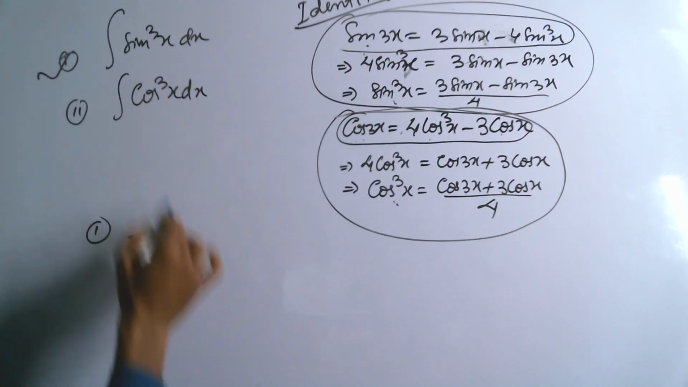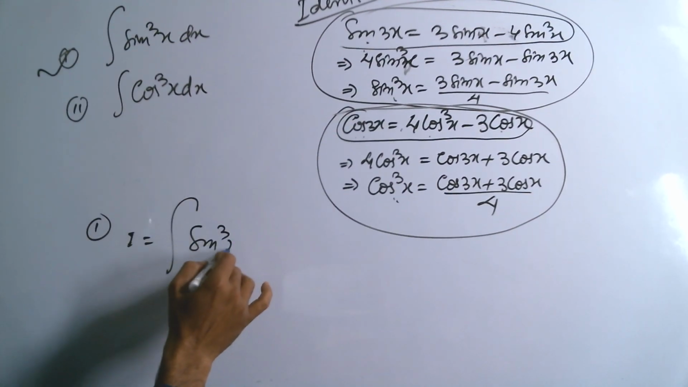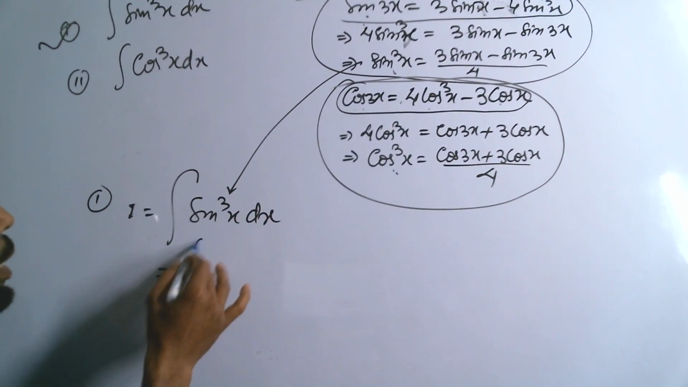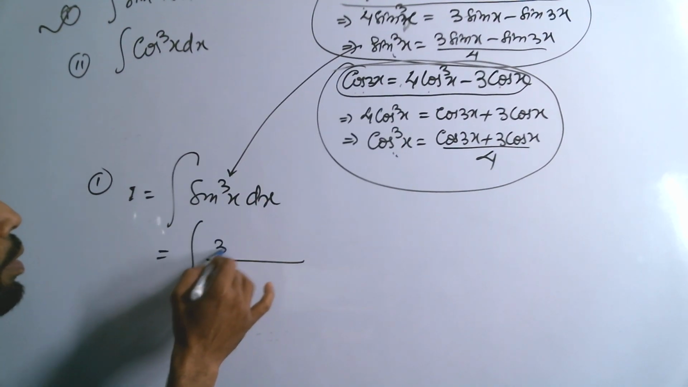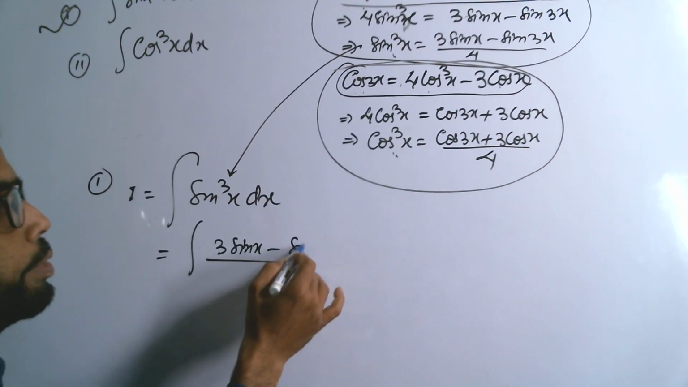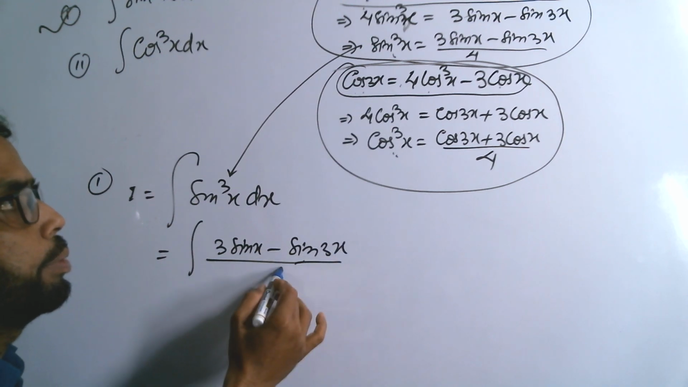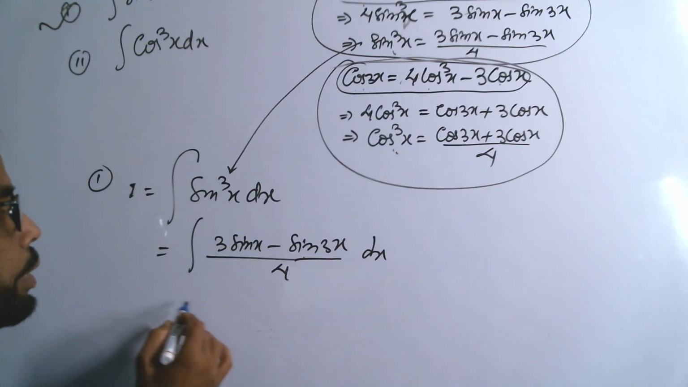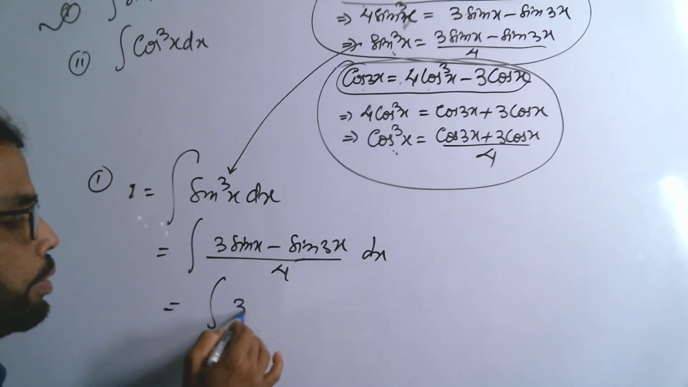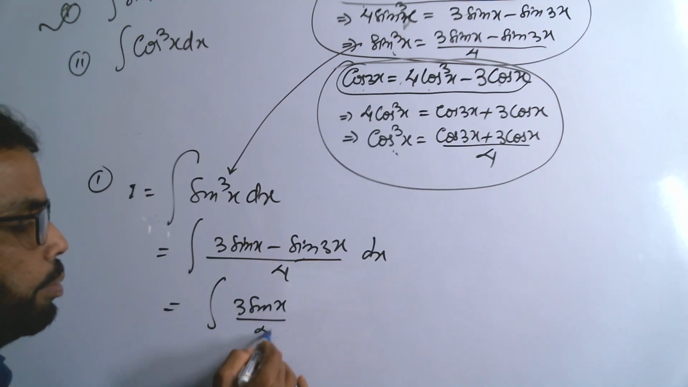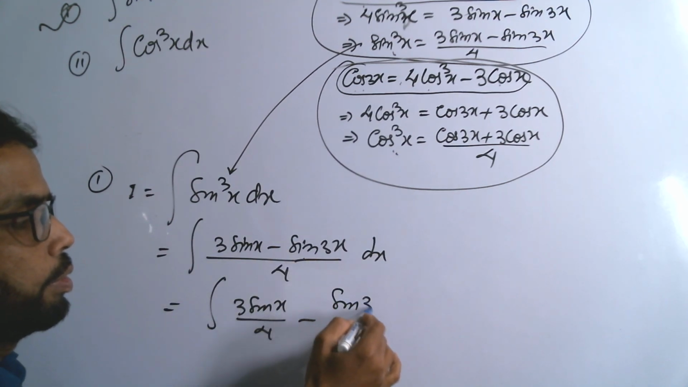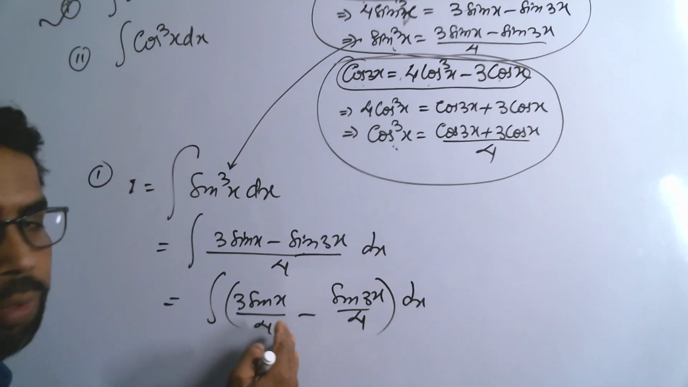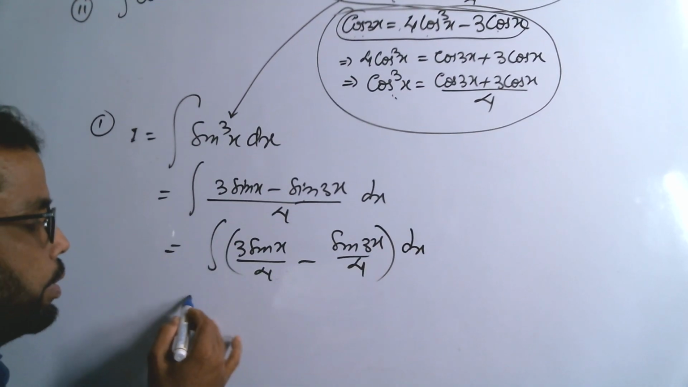First question, sine cube x dx. This is the identity we have explained here. Sine cube is 3 sine x minus sine 3x divided by 4. Sine cube, this is the identity. Now we will split the integrals. First integral by 4, second by 4. Now integration of first, integration of second, we can completely separate.